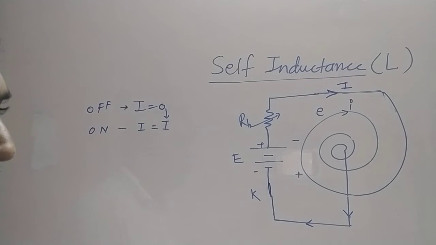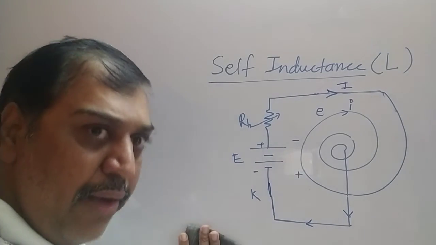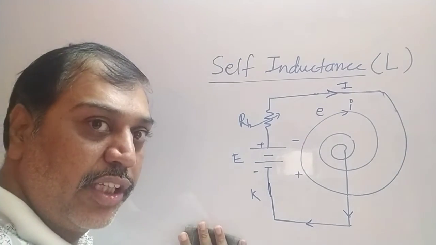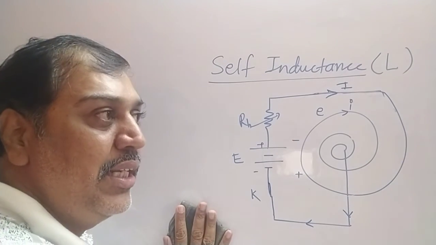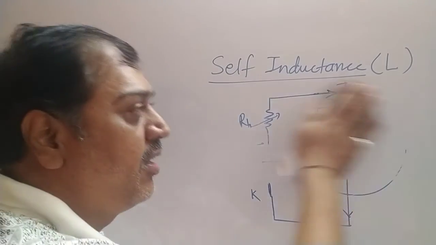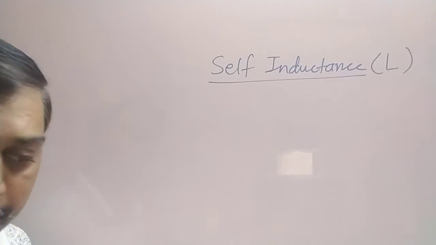So I hope all of you understand how self-induction works. In the same coil, current changes, it will induce a changing magnetic flux, and in the same coil, due to the changing magnetic flux, EMF is produced and current is induced, and that phenomenon is said to be the principle of self-induction.